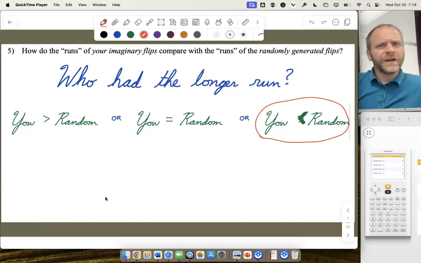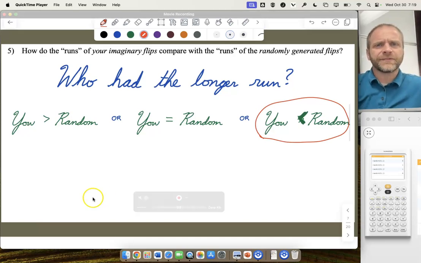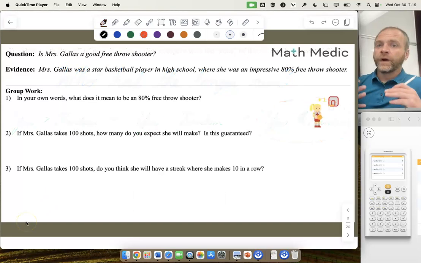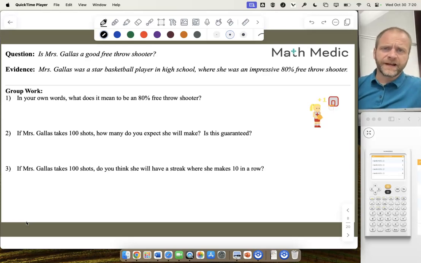Should it balance out? When does it balance out to the actual expected probability? We are going to examine that question based off of an activity from Mathematic, formerly Statsmatic. This activity has the question, is Mrs. Gallus a good free throw shooter? The evidence was that Mrs. Gallus was a star basketball player back in high school.